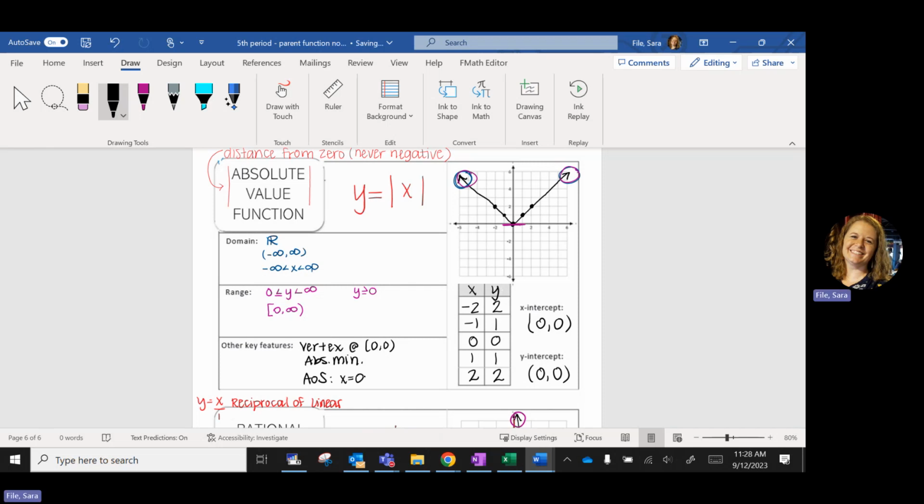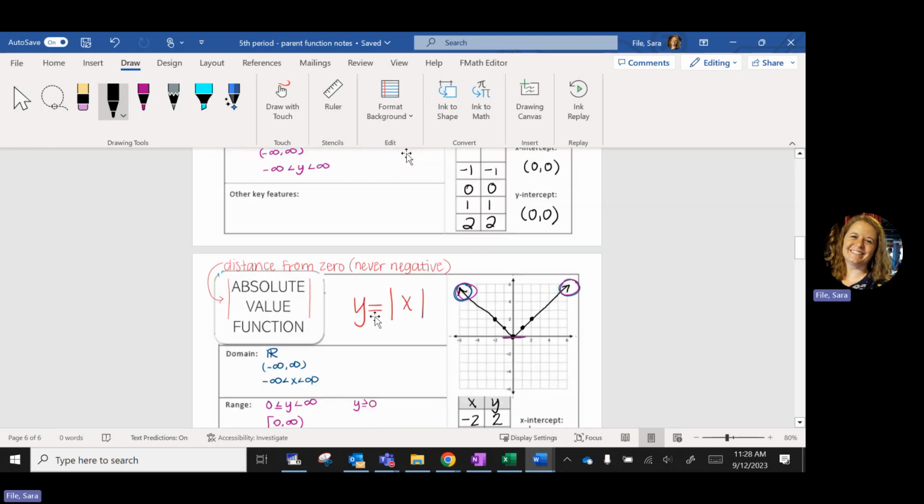So absolute value and quadratic had all the same key features: same domain and range, same x and y intercept, and same vertex, absolute min, and axis of symmetry. Very similar graphs. The absolute value is straight lines, though, with a point where it turns. The quadratic is a curve. So it's the V versus the U shape, but the features are the same.